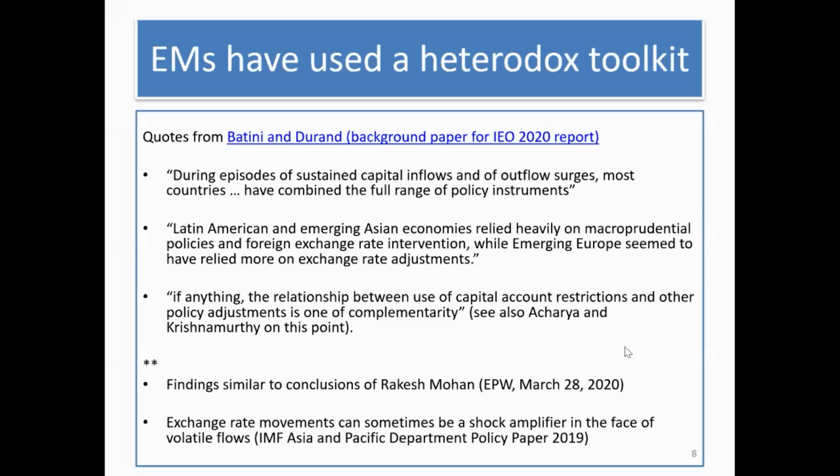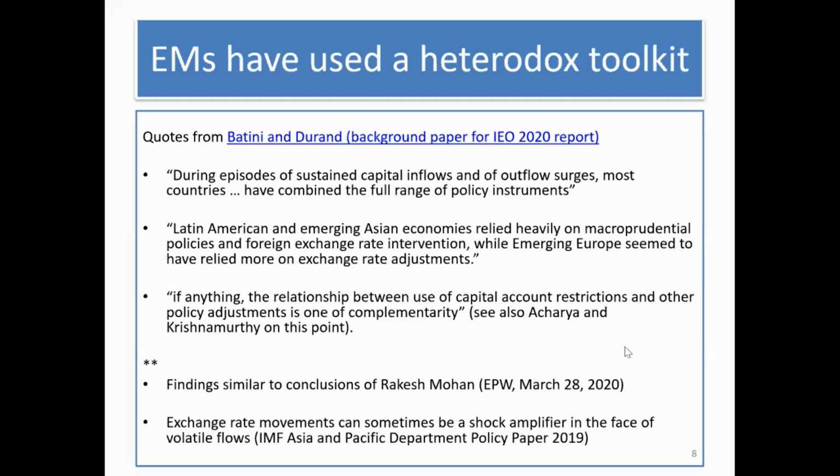We found that Latin America and Asia tend to rely more on macroprudential and foreign exchange intervention, whereas emerging Europe seems to be more willing to let the exchange rate adjust. We also found that capital controls were not really used to avoid adjustment on other fronts. In fact, the use of them, if anything, was complementary. So this is a point also that Viral Acharya and Arvind Krishnamurthy have made in a recent paper on how EMs use instruments in a multiple fashion, using them all to bolster one another.